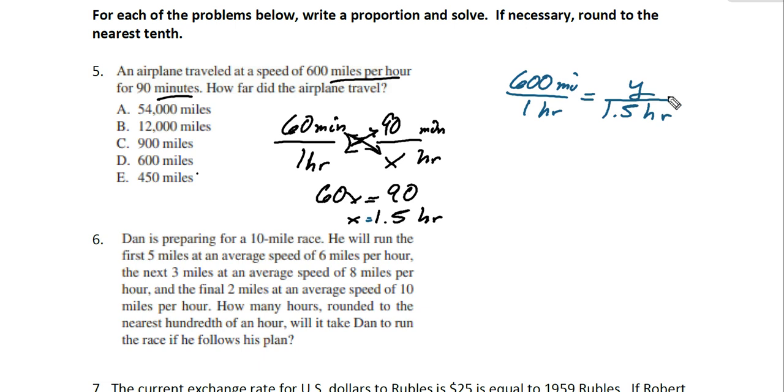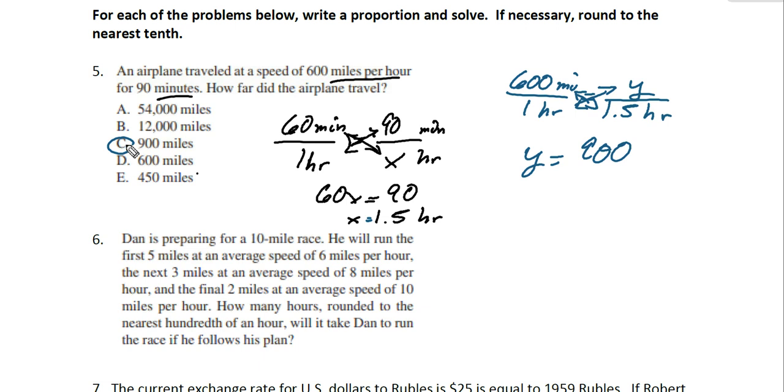y. All right, so now we're just going to cross multiply. So that's just 600 times 1.5, right? And that gives us 900. So 900 miles is how far this plane is going to travel.